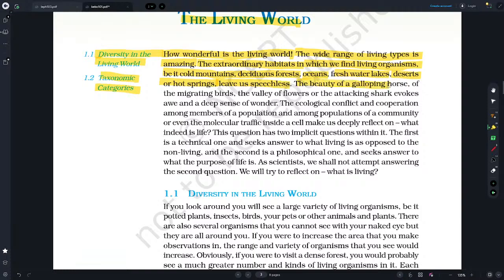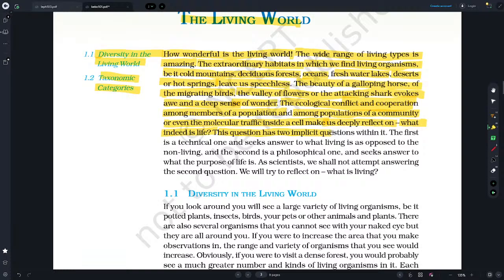The beauty of a galloping horse, of the migrating birds, the valley of flowers, or the attacking shark evokes awe and a deep sense of wonder along with fear. The ecological conflict and cooperation among members of a population and among populations of a community, or even the molecular traffic inside a cell, makes us deeply reflect on what indeed is life.